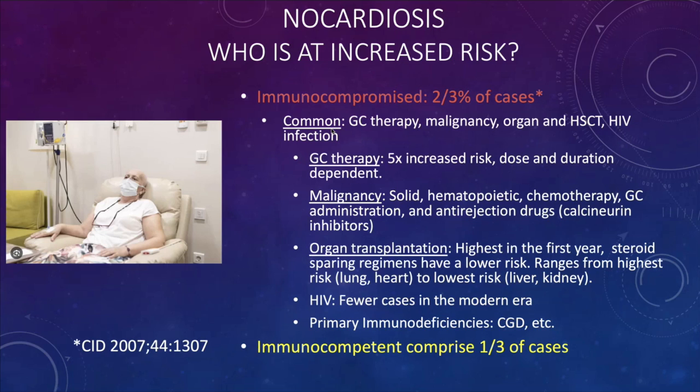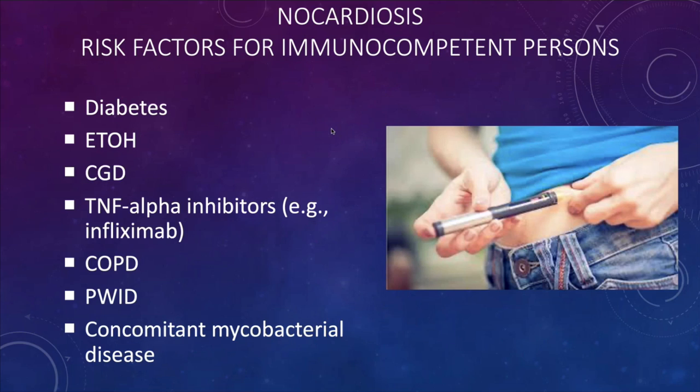And about 1/3 of cases are in immunocompetent individuals. So you don't necessarily want to think of nocardia as just affecting the immunocompromised, although it tends to do that in the majority of cases. So among immunocompetent individuals, people that we consider immunocompetent, think about diabetics, patients who abuse alcohol or inject IV drugs, for example.